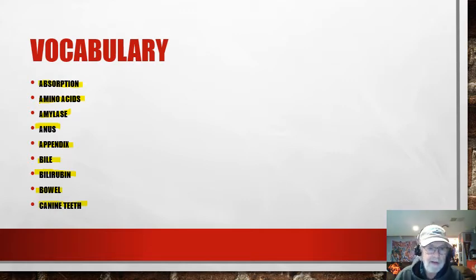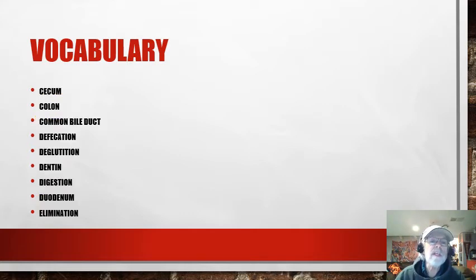Anyway, so those are the canine teeth. They're rippers. Those are the big pointed ones that we have there. Okay. Some more vocabulary terms. Cecum. We talked about the cecum before, and the cecum is that first portion of the large intestine.